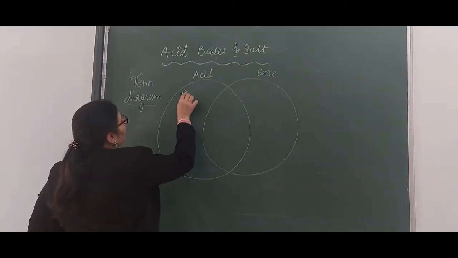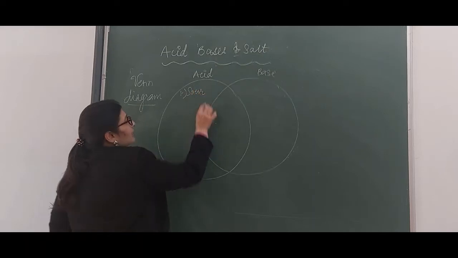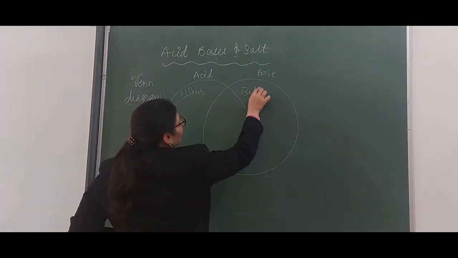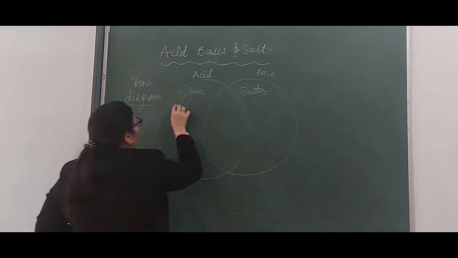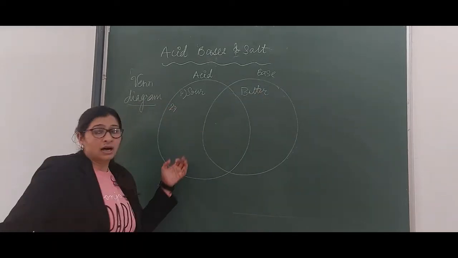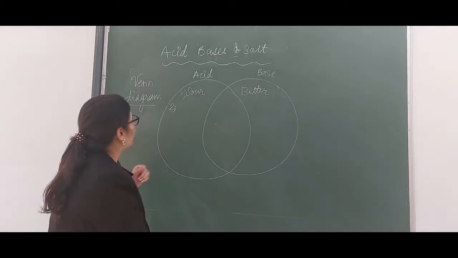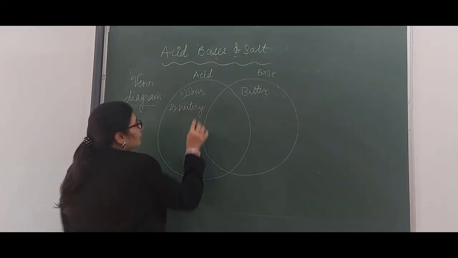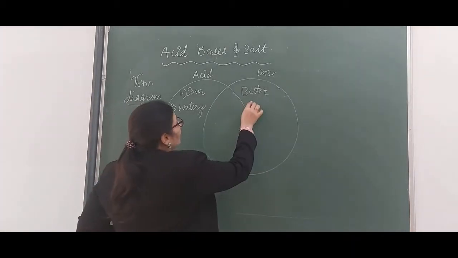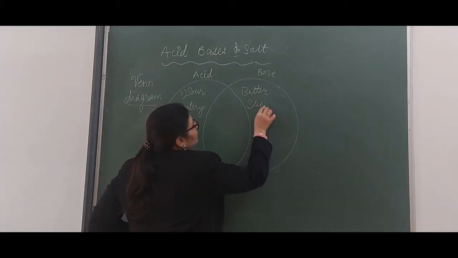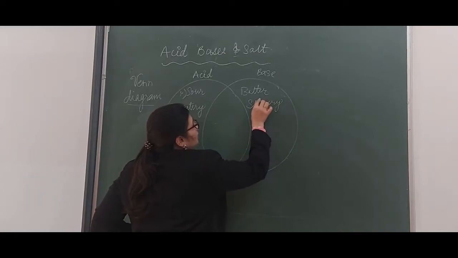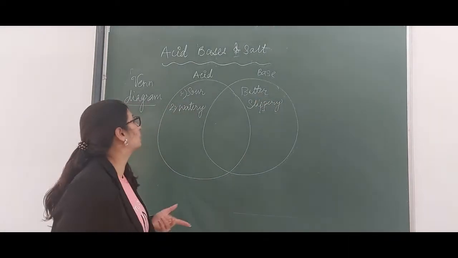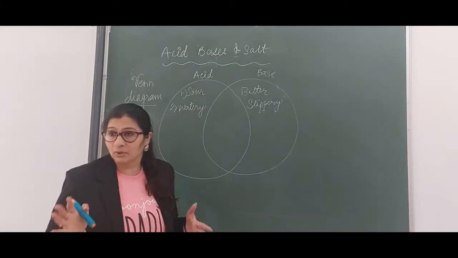Acid has a property. Number one, it is sour in taste, खट्टा होता है taste में. Base is bitter in taste. Second, acid is watery to touch, whereas base is slippery to touch. ठीक है, अगर आप soap लेते हो, detergent लेते हो, वो slippery होता है touch में. So it is slippery to touch.